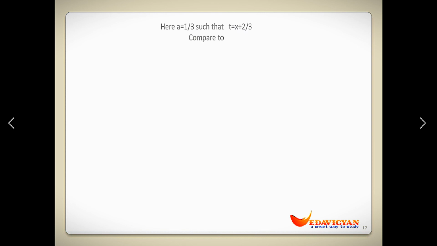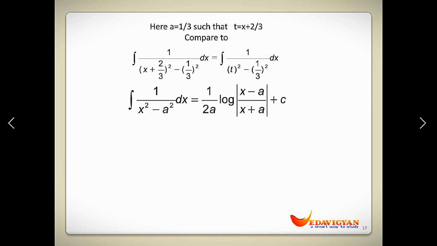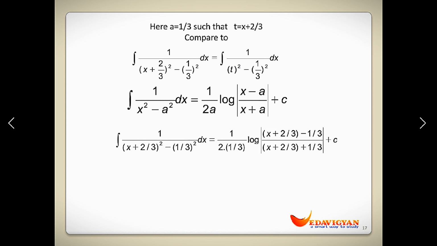Next here, choose a value as 1 by 3, and x plus 2 by 3 is taken as t. Next, compare to the equation. First rewrite the equation, and it becomes like that. Compare with the standard form and get the solution.